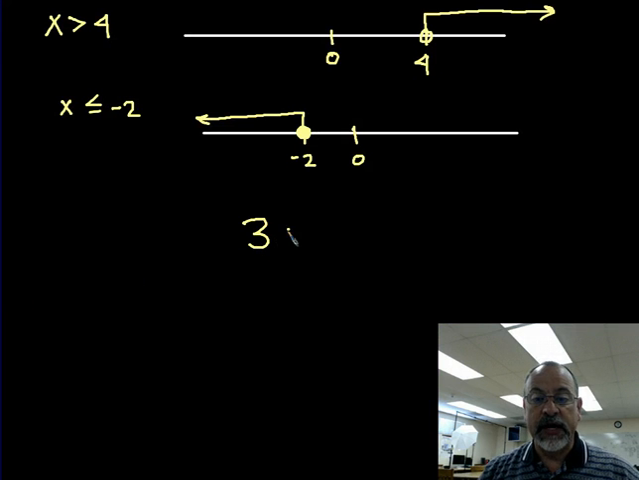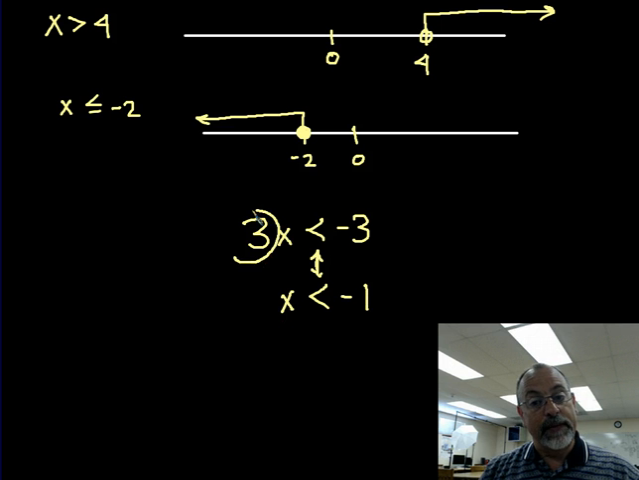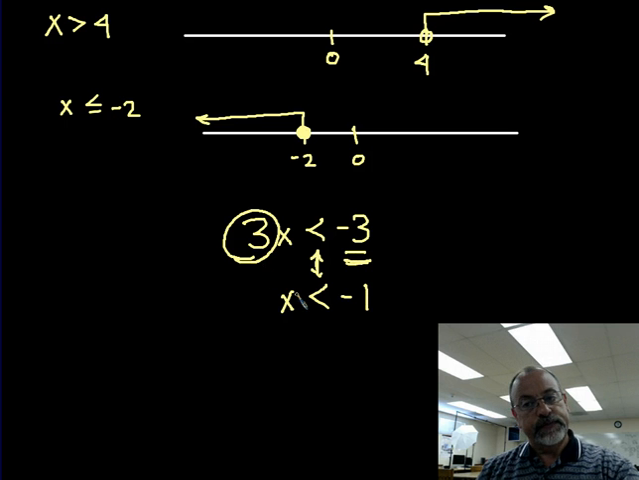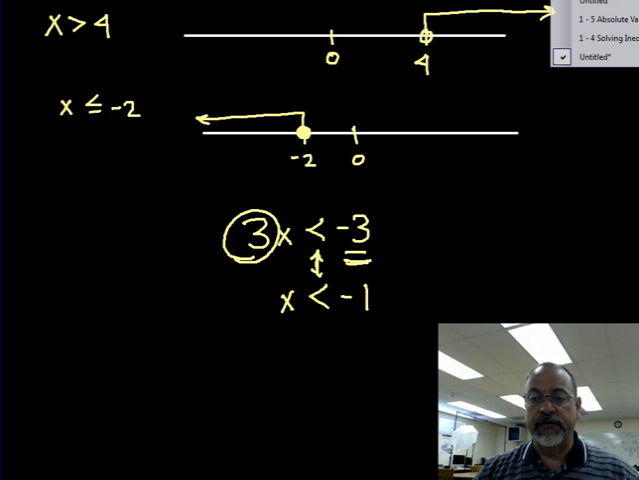Let's say I had 3x less than negative 3. Now, I'm dividing by positive 3. In this case, I do not switch the inequality sign. Notice I did not. It's because the number I'm dividing by is positive. It doesn't matter if this one is negative or not. It just matters if the number I'm dividing by is negative. And in this case, I was dividing by positive 3, so the inequality was not reversed.